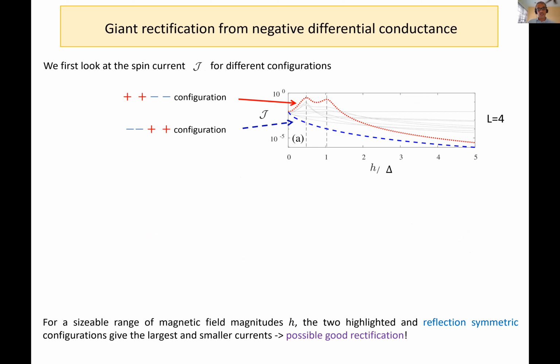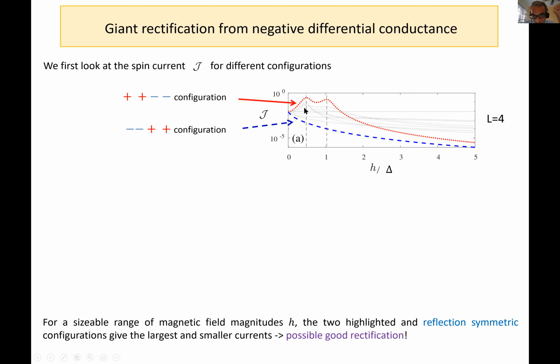Let's start very small, baby steps, with just four spins. We looked at the current, as you can see, versus the strength of the magnetic field divided by the anisotropy.